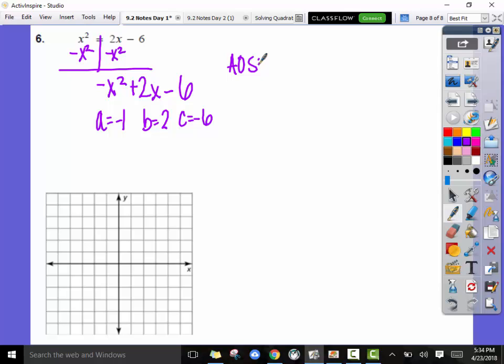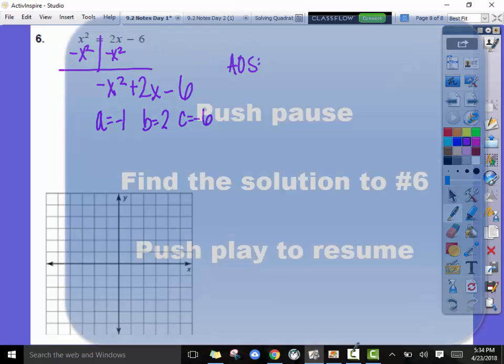Once you have your solution to number 6, that wraps up this lesson. So you can right now push pause, complete number 6, and push resume when you are ready.